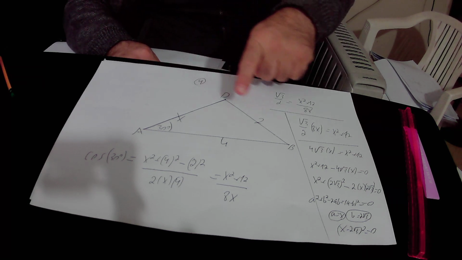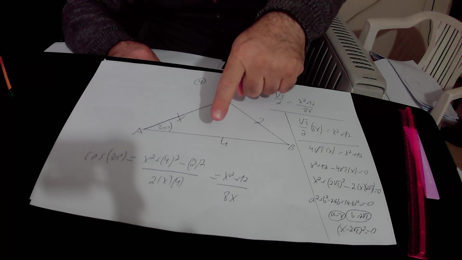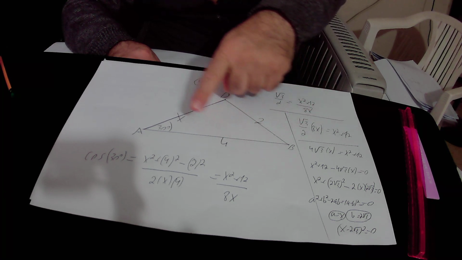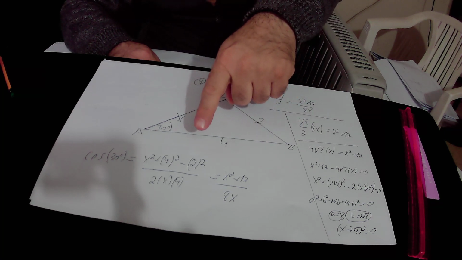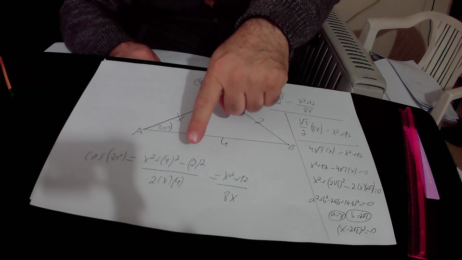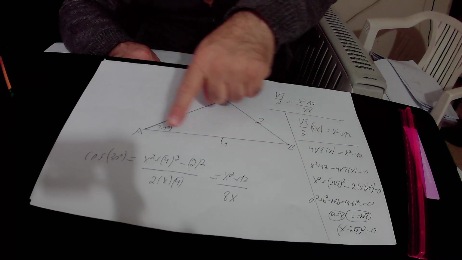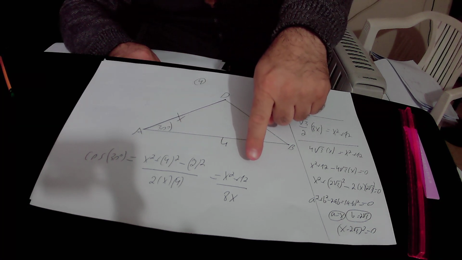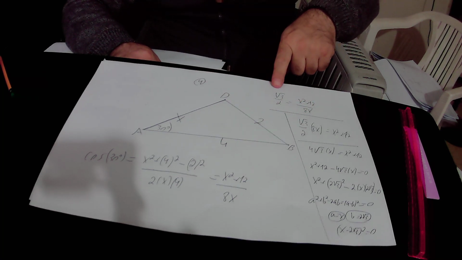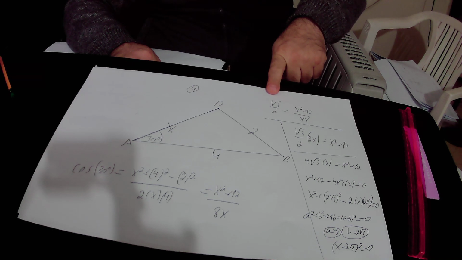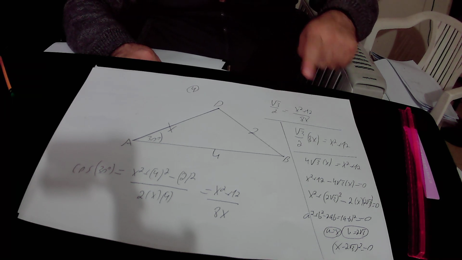4 squared is 16, minus 2 squared is 4, so 16 minus 4 is 12. So in the numerator we will have x squared plus 12. In the denominator, 2 times 4 is 8, 8 times x is 8x. So cosine 30 degrees equals x squared plus 12 over 8x. And cosine 30 degrees is square root of 3 over 2, so square root of 3 over 2 equals x squared plus 12 over 8x.